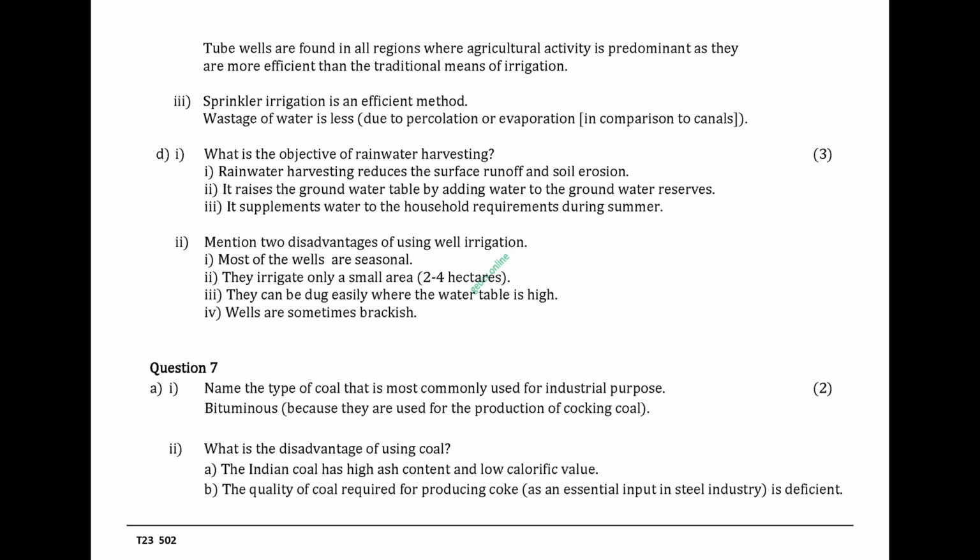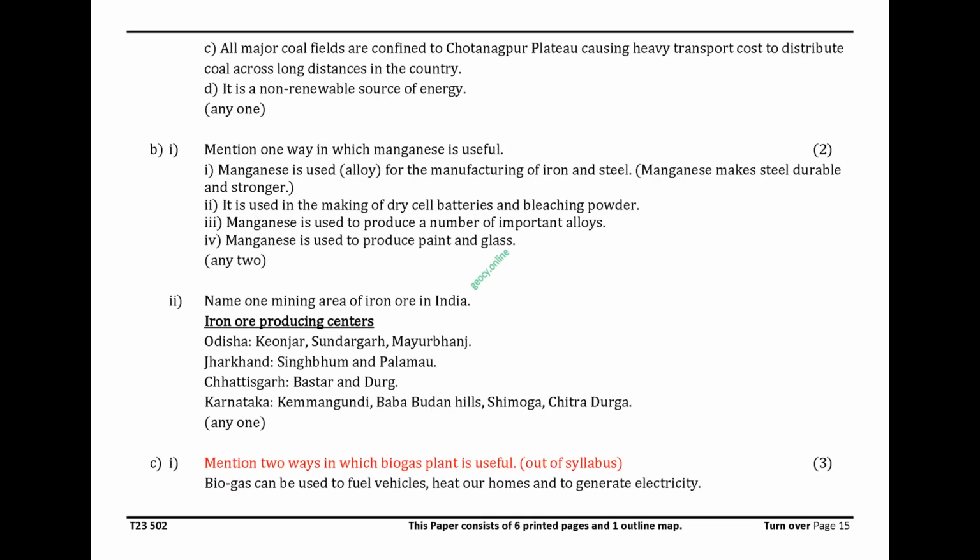Name the type of coal that is most commonly used for industrial purposes. Bituminous, because it is used for the production of coking coal. What is the disadvantage of using coal? Indian coal has high ash content and low calorific value. The quality of coal required for producing coke, an essential input in the steel industry, is deficient. All major coal fields are confined to the Chotanagpur Plateau, causing heavy transport costs to distribute coal across long distances in the country. It is a non-renewable source of energy.